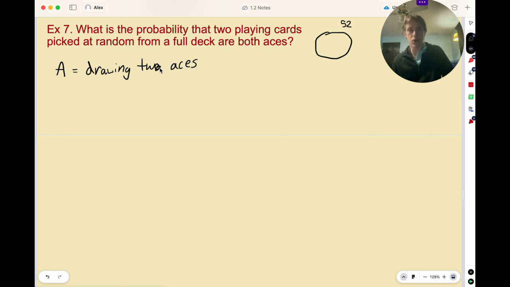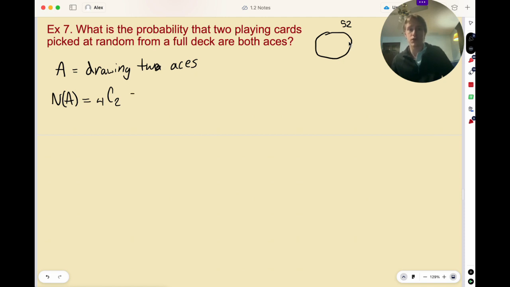And then how many ways can this occur? Well, there are four aces in total, right? So of the four aces, we are choosing to draw two of them. Okay? So when we're talking about the number of ways A can occur, you're essentially splitting this population up into aces and not aces. And you're looking at the aces and thinking, well, I could draw zero of those, I could draw one of those, two of those, three of those, or four of those.